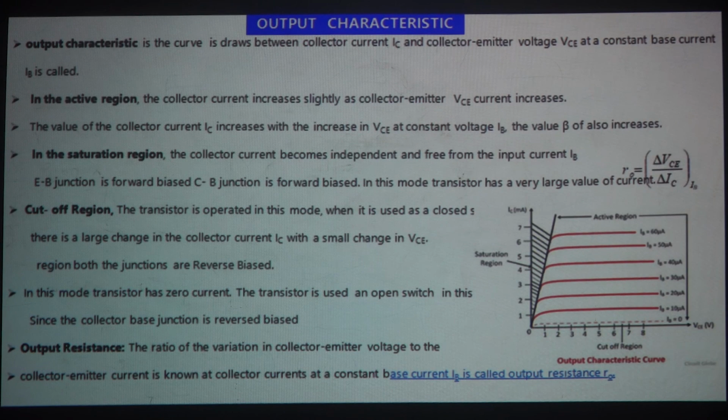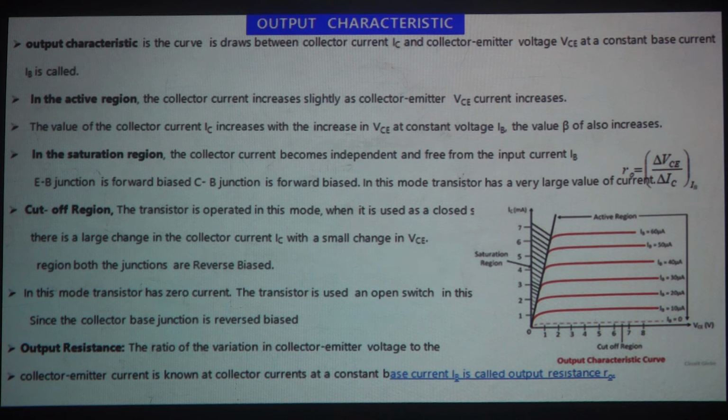Output characteristics. So this is the output characteristics of a transistor. Now the output characteristic is a curve which is drawn between the collector current IC versus the collector emitter voltage VCE at constant base current IB. So we keep the base current IB constant for different values of IC and different values of VCE.